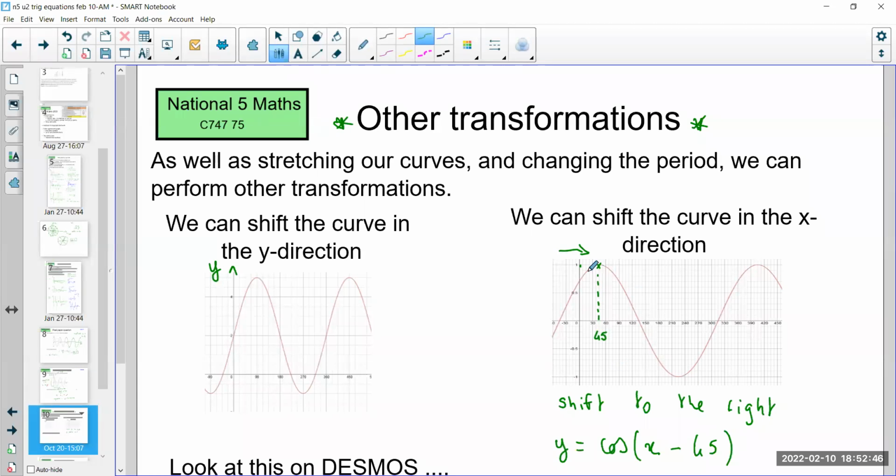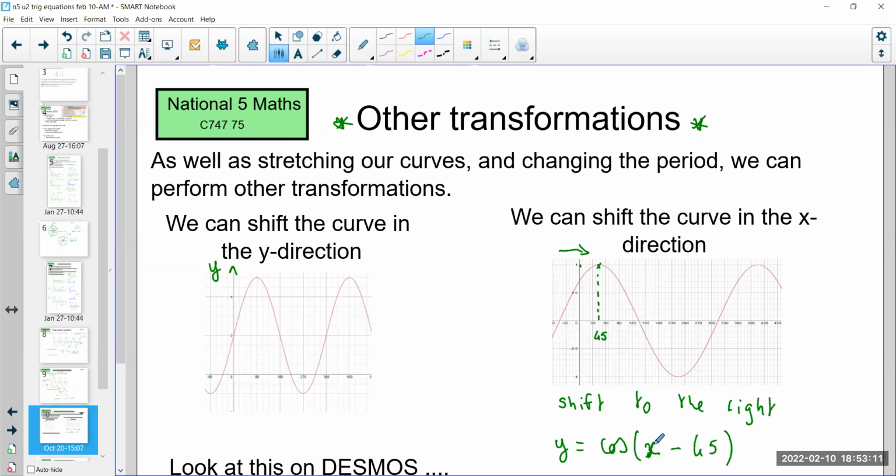If it was shifted to the left, so if instead of starting here, I had that there, again by 45, it would be plus 45. Okay, so there's a couple of lessons that will come and show you how to figure this out. This is what we call a change in the phase. The phase is just the angle, so the angle has been changed.